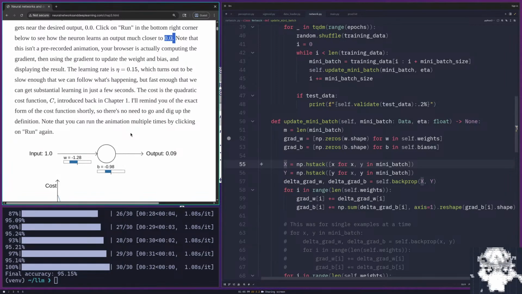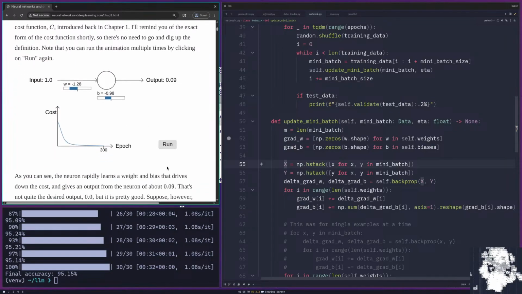The cost is the quadratic cost function C, introduced back in chapter 1. I'll remind you of the exact form of the cost function shortly, so there's no need to go and dig up the definition. Note that you can run the animation multiple times by clicking on Run again.